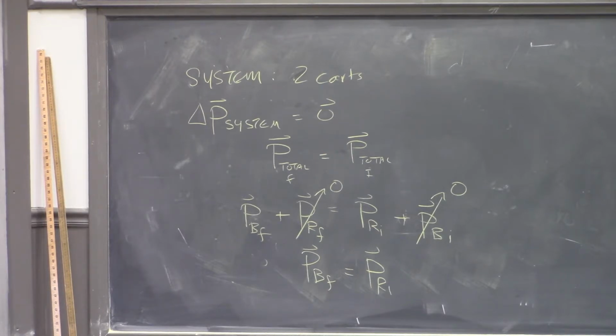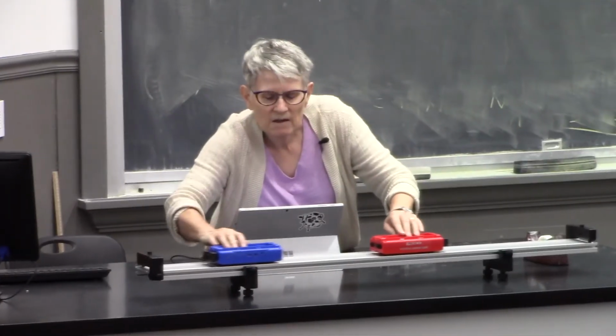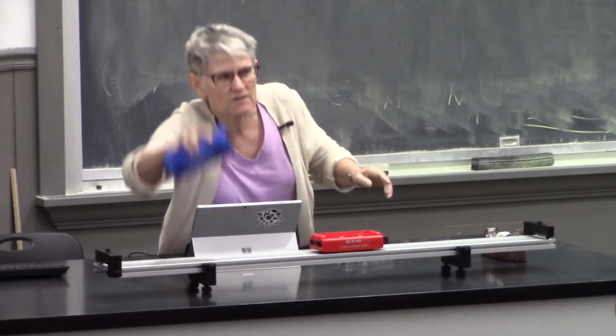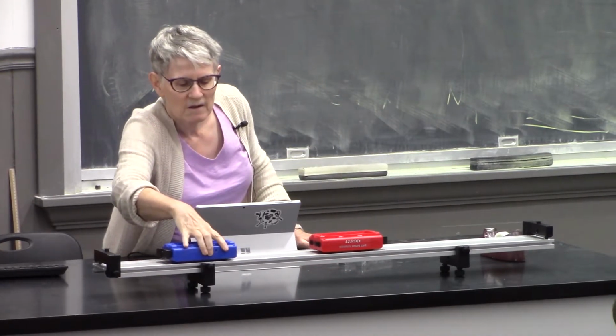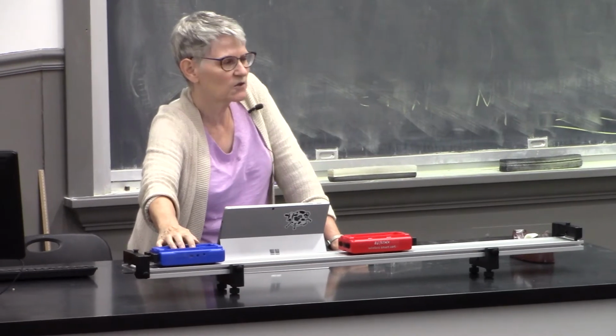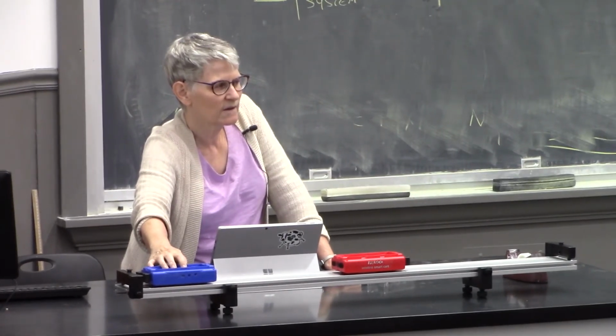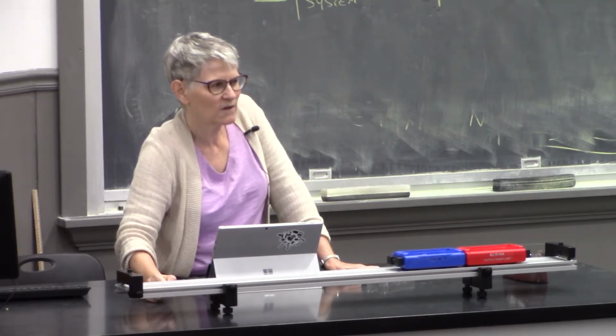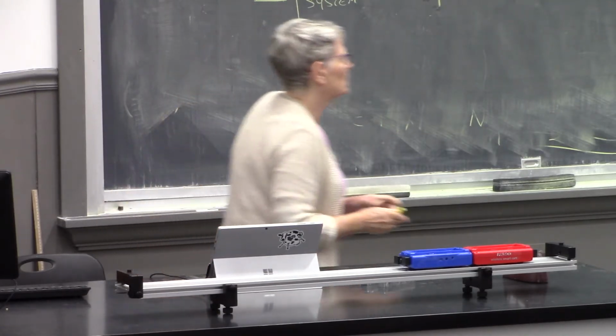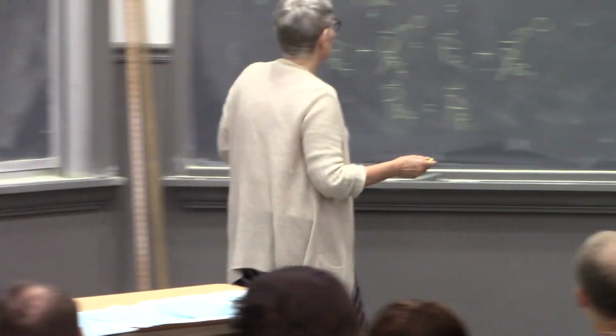Here's an interesting one. So there's Velcro on these ends of the carts. So when they collide, they're going to stick together. What should happen? But at a slower speed, right? Why is the speed slower? More mass. So that's an easy one, isn't it?